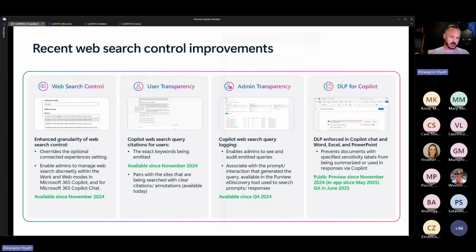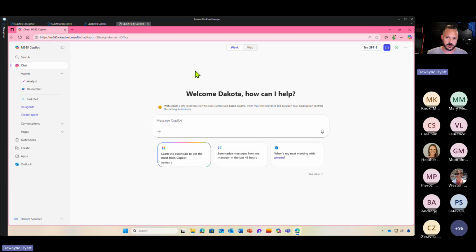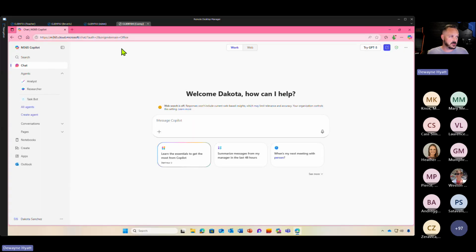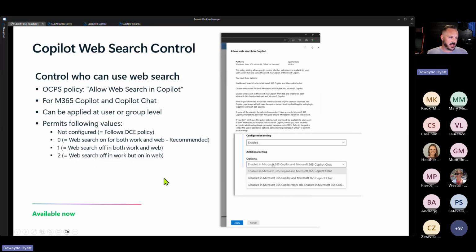So here's an example of that policy. Some screenshots here. I can show you in real life though with a user. So here's Dakota. Poor Dakota has been targeted by the policy that would disable web grounding for her when she is using Copilot on the work tab. So this is a little bit different for a licensed user. A licensed user has work and web. So one of those options for that policy that you see here in the slides is I can say that web search is on for both work and web, or web search is off in both work and web, or web search is off in work, but on in web.